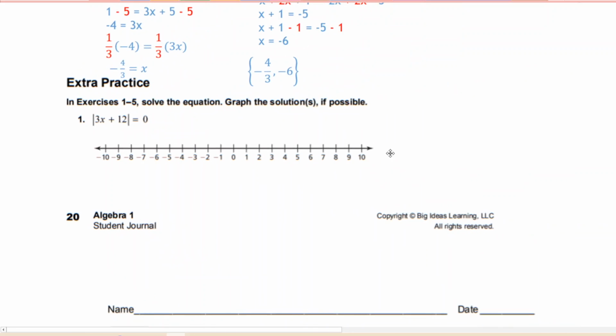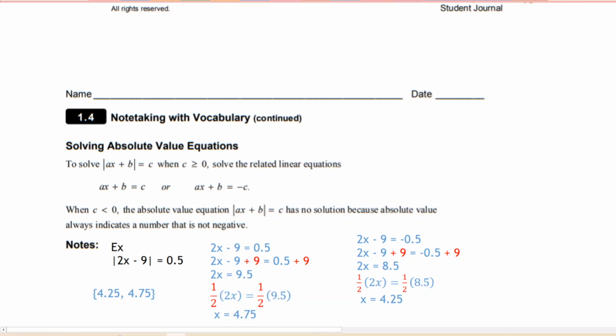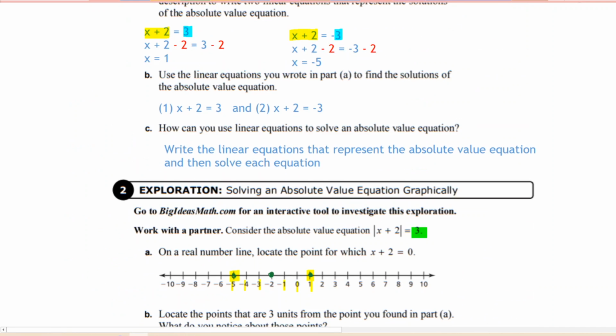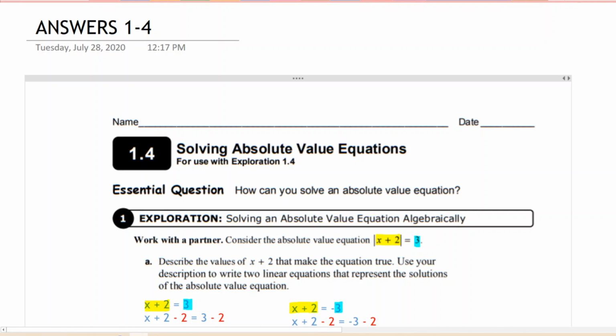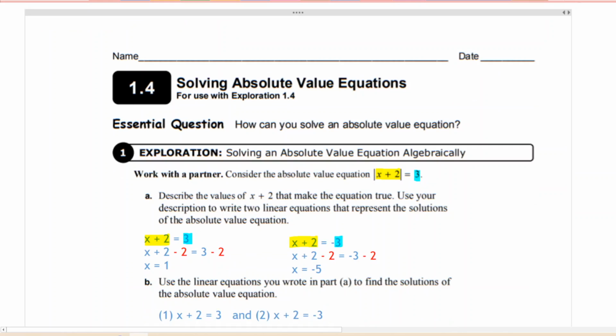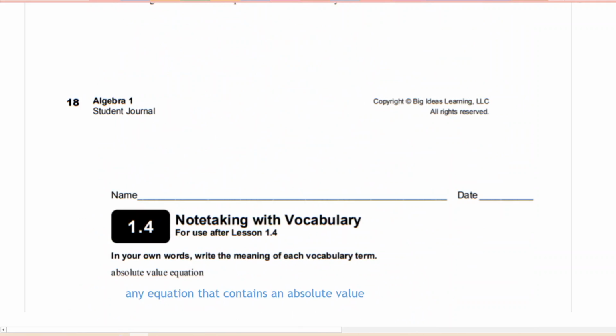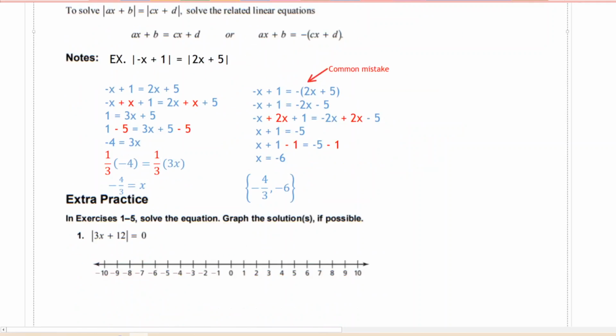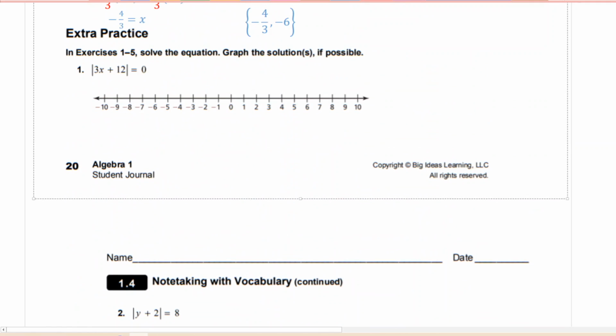We are taking a look at section 1.4. Let me scroll up to the top here just to give you where we are. 1.4, where we're solving absolute value equations. Now, we did the notes for this in a previous video, so you can go ahead and click for that. But this one, we are going to be doing the extra practice problems.